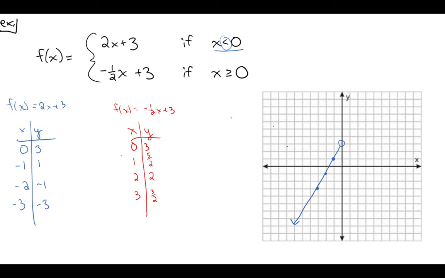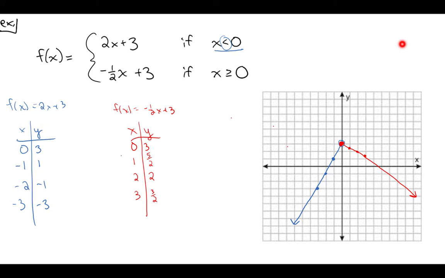If I were to go ahead and graph this, my first point is (0, 3), so I'm going to fill in that dot that I originally didn't have filled in. Then (1, 5/2), which would be here, (2, 2), and (3, 3/2). All right, so you can see what's happening here. There are my two equations for the two different parts of the domain, making a piecewise function.